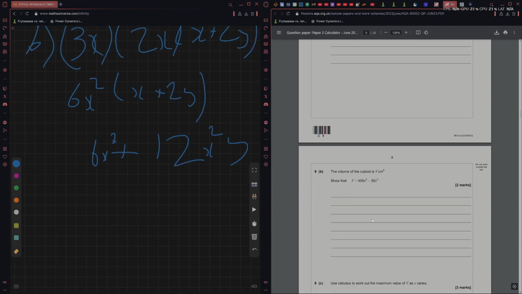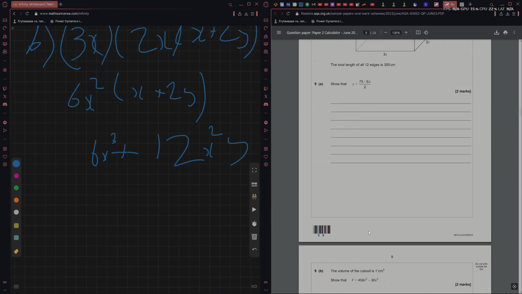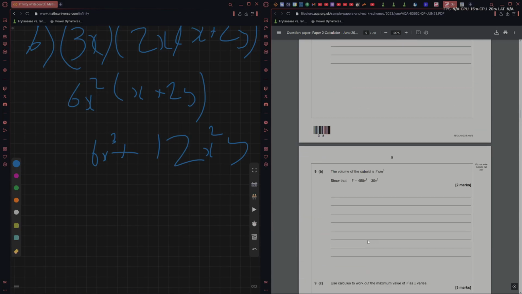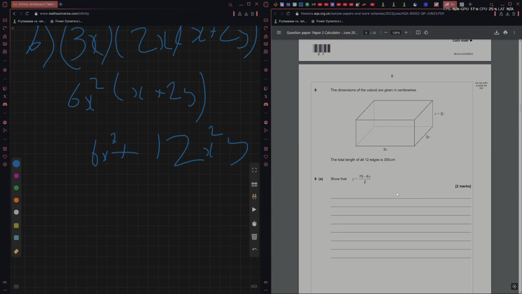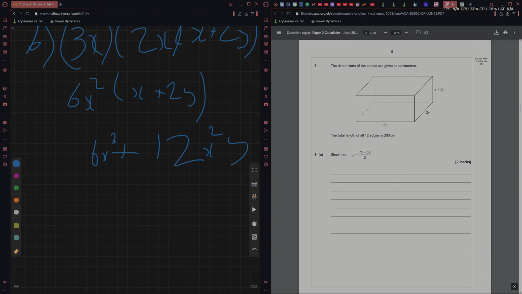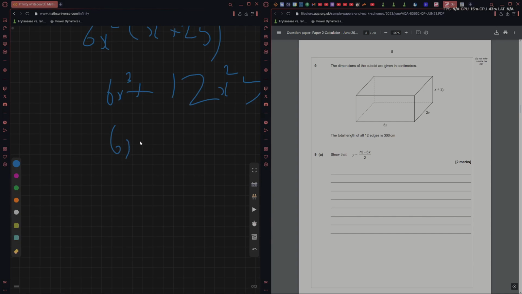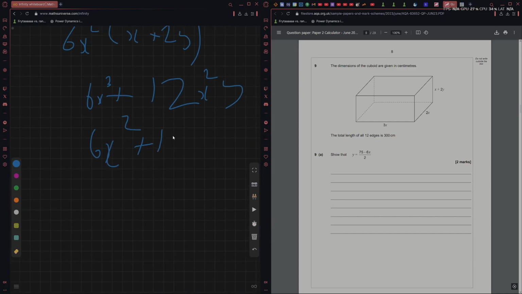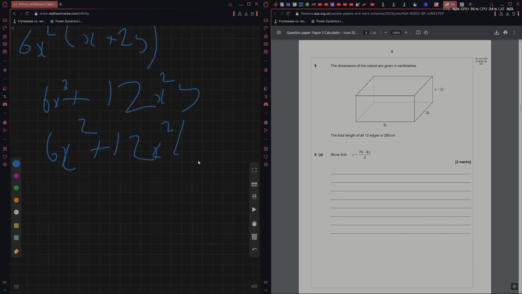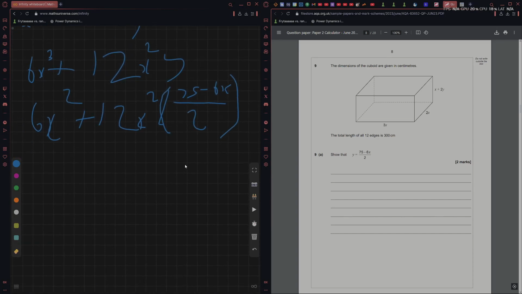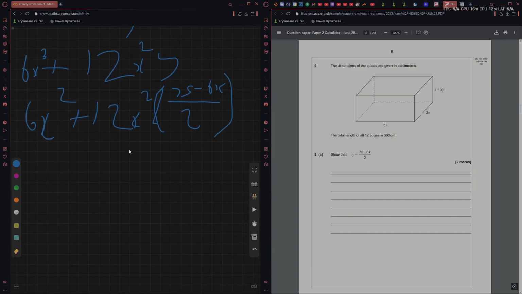Oh wait, one second. If we know that y equals 75 minus 6x over 2, we can substitute that. So 6x cubed plus 12x squared times 75 minus 6x over 2. So now we just have to simplify this.